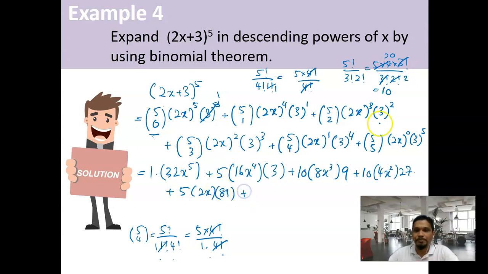And plus this one, 1 here because the power of 0 equal to 1. 5 choose 5, which is equal to 1. Another 1 here. And 3 to the power of 5. Okay, so 5 choose 5 here equal to 1, 2x to the power of 0 equal to 1, and 3 to the power of 5 is 243. So let's simplify all this.